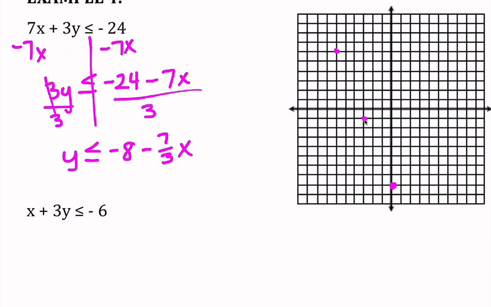So now that I have my points, let's talk about what type of line I need to be using. So I look at my symbol, I see a solid line underneath, so I'm going to use a solid line to draw my line. So take your straight edge, line it up, and draw a solid line that goes clear across your graph. This is not working very well. That's better. And let's talk about shading.